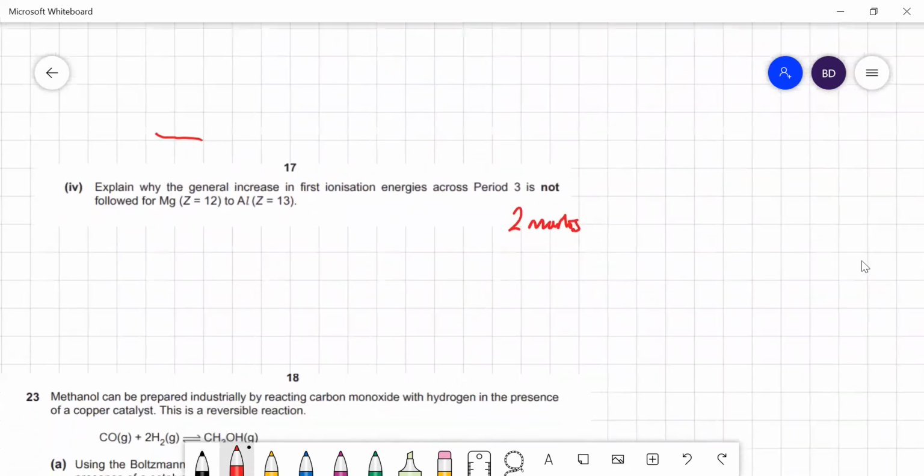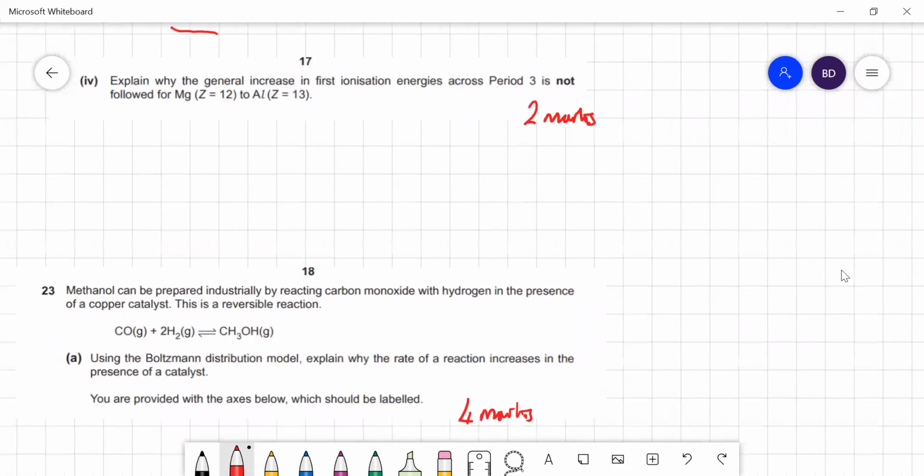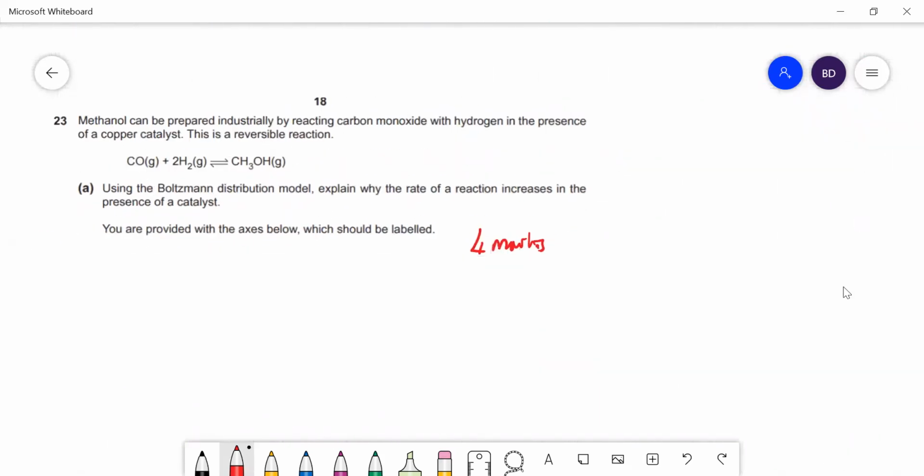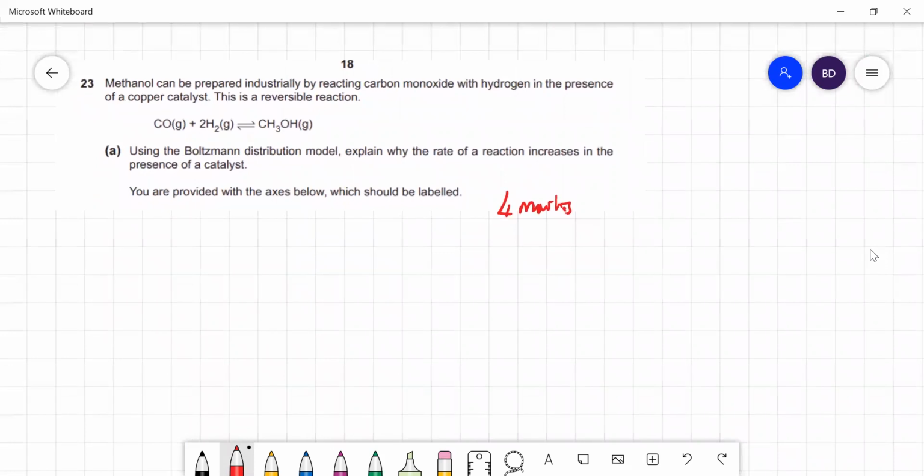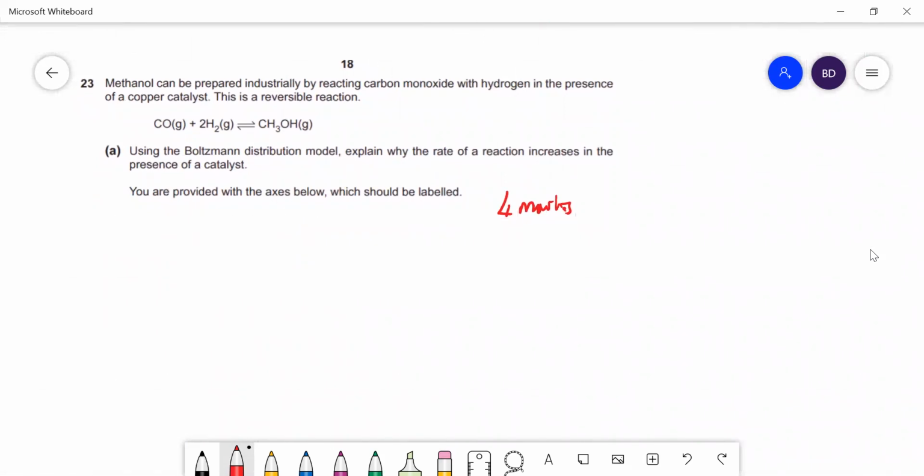Okay, and the next one. Okay, so that's the end of that question. One about equilibrium now. Methanol can be prepared by reacting carbon monoxide with hydrogen in the presence of a copper catalyst. A reversible reaction there. Use the Boltzmann distribution to explain why the rate of reaction increases in the presence of a catalyst.